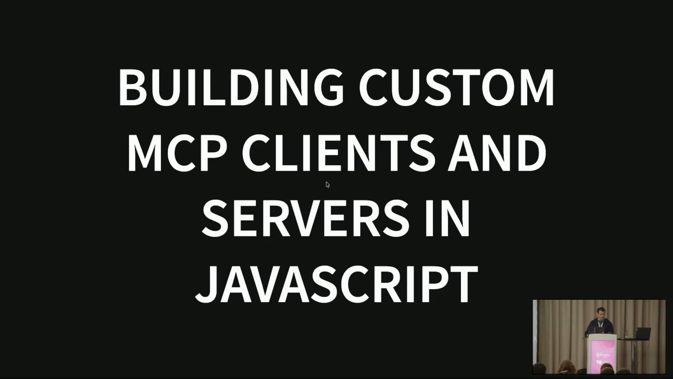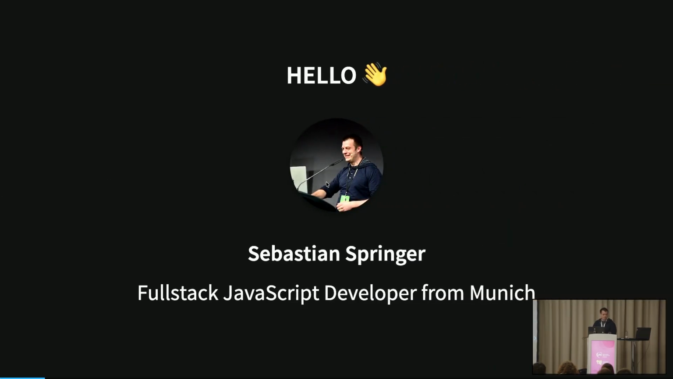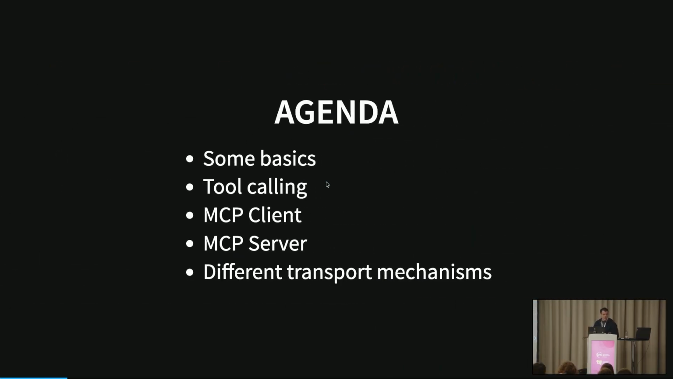Okay, so it all boils down to context engineering, because MCP is a solution for the context problem of LLMs. So it solves a certain problem that comes with the architecture of the big and small language models. That's me. And today we will cover some basics that are necessary to understand why MCP makes sense.